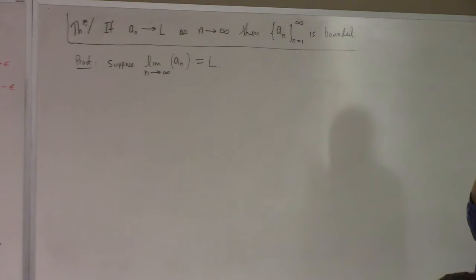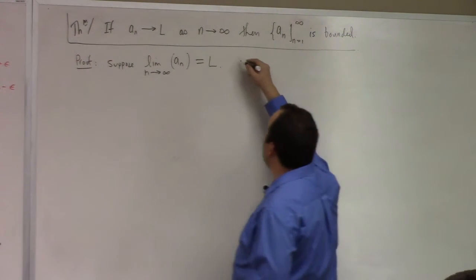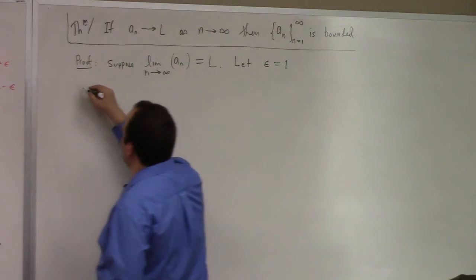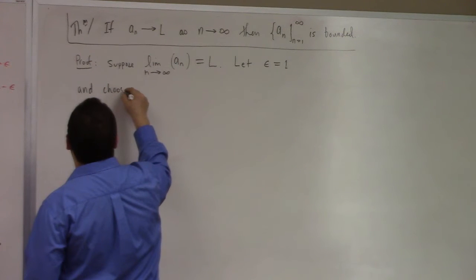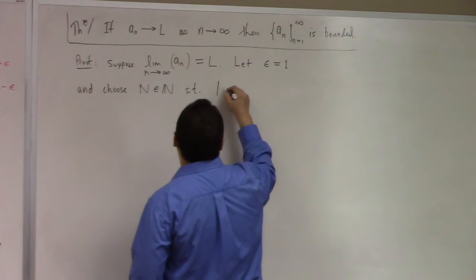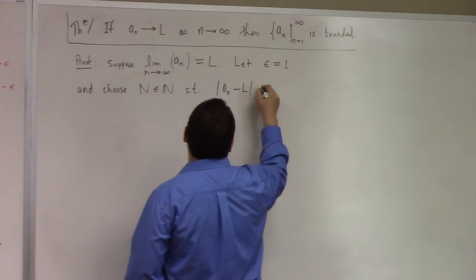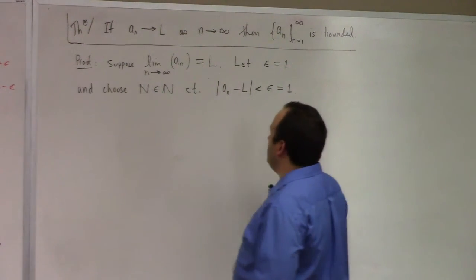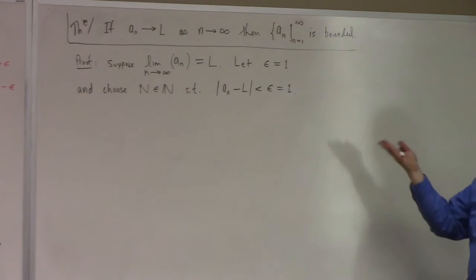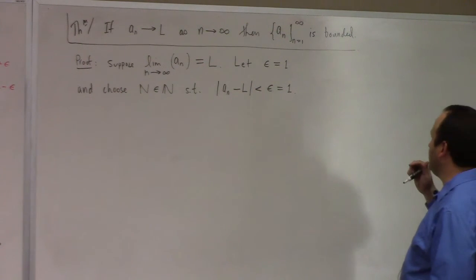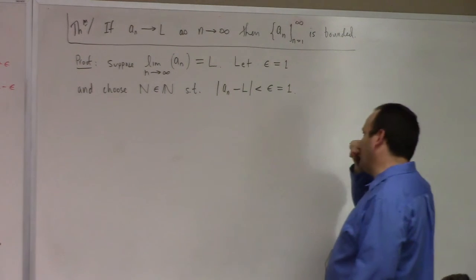We can let epsilon be equal to 1 and choose n in the natural numbers such that the absolute value of a sub n minus L is less than epsilon, where epsilon is equal to 1. If the limit exists, I can do this for any choice of epsilon which is positive, but in particular I can do it for 1. What does S.T. stand for? Such that. Good question.